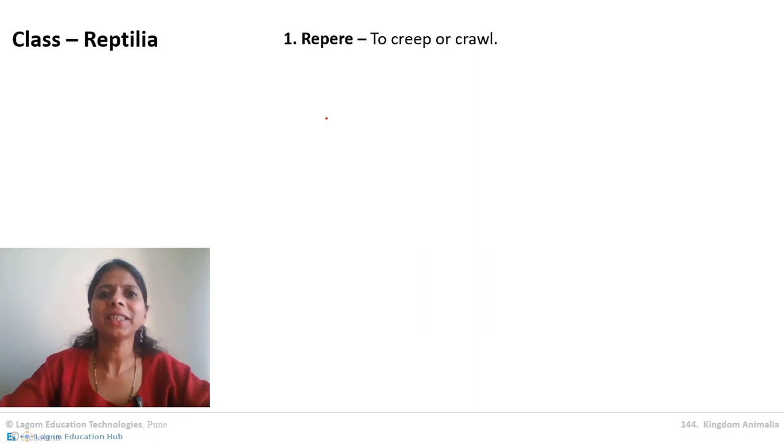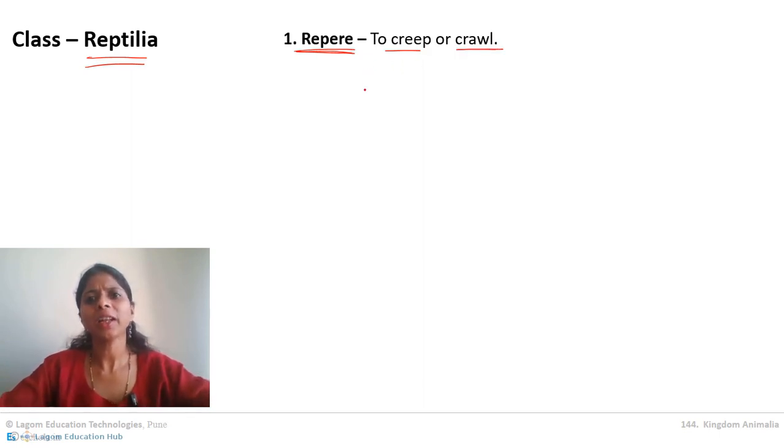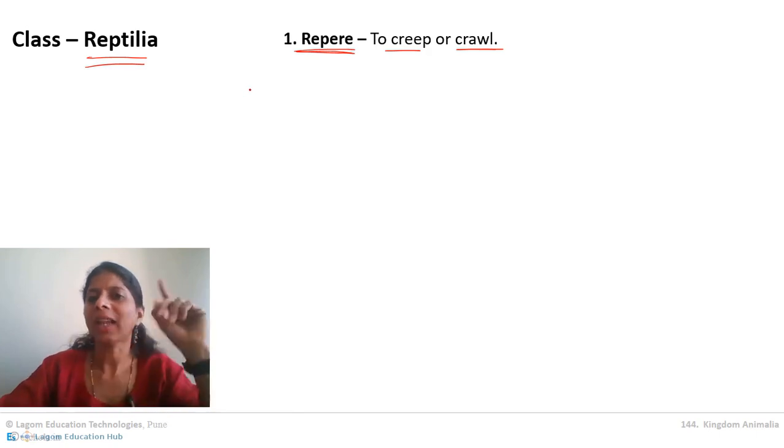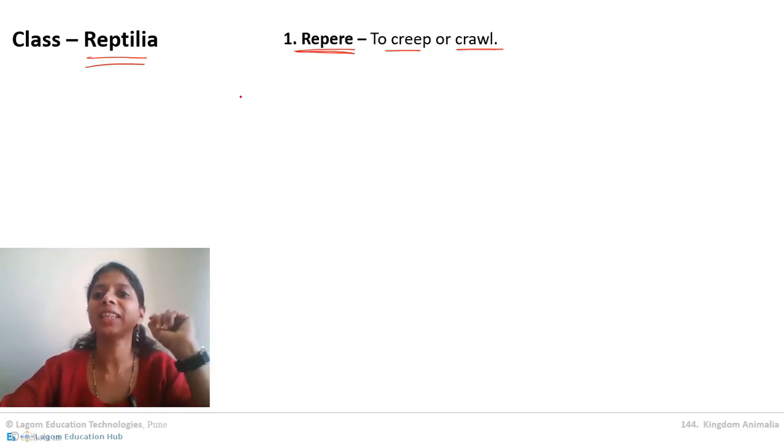Now when we consider the first characteristic, where does the word Reptilia come from? The word Reptilia comes from the word repere. Now this repere in the Latin language means to creep or to crawl. So basically the animals which are crawling, which are creepers, are included in this class. That's why they are called Reptilia. But remember, classification is based on the type of skin it possesses.